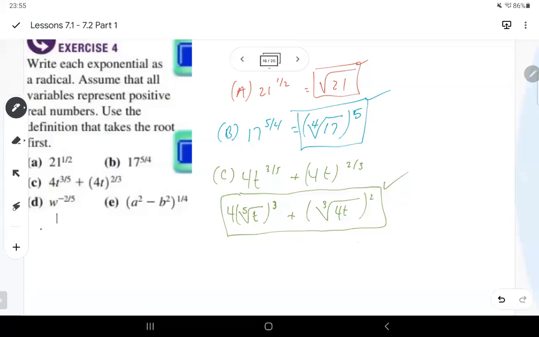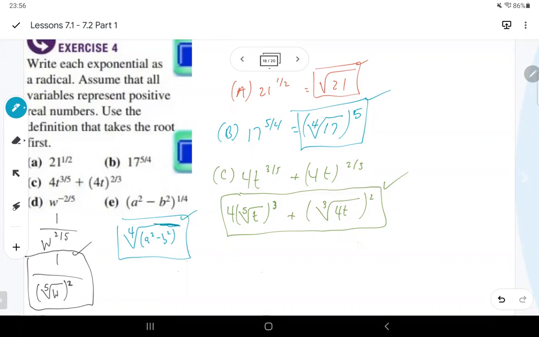And now here we have to pay attention because it's going to be reciprocaled or flipped. And then we do 1 over the 5th root of w whole thing squared. And e is probably all of our favorites. You just take the 4th root of a squared minus b squared. All right, if you guys have questions on this, definitely ask me before the exam.